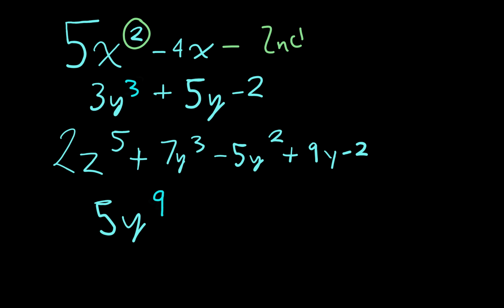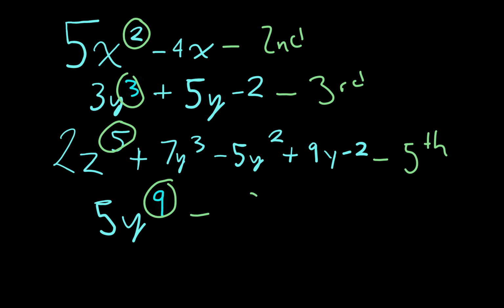And in the next equation, it's going to be 3. And this is going to be a third degree trinomial. And for the next equation, the highest degree would be 5. And this is going to be a fifth degree polynomial. And lastly, it's going to be 9. It's going to be a ninth degree monomial.